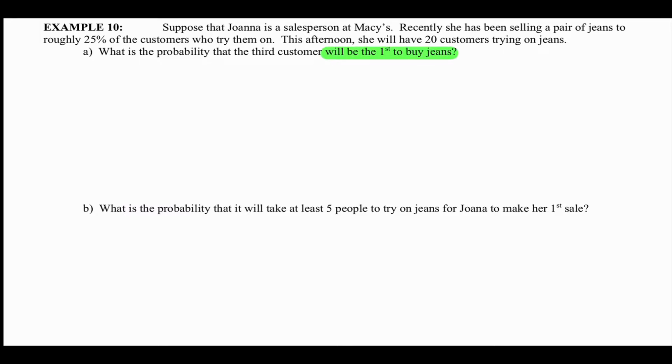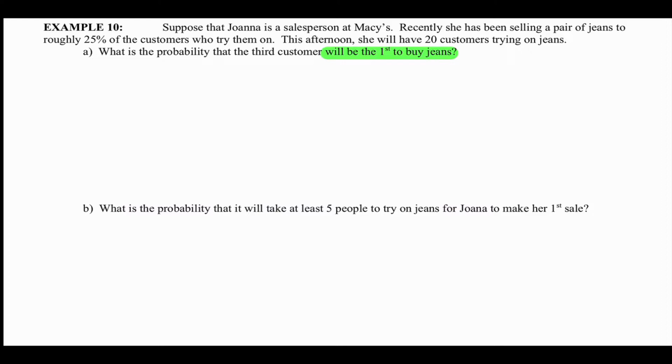Right there, that will be the first. That tells you it's geometric, right? It's binary. They either buy or they don't. Independent: just because one person walks in and buys jeans has no bearing on whether another person comes in and buys jeans. Success is always going to be 25%.